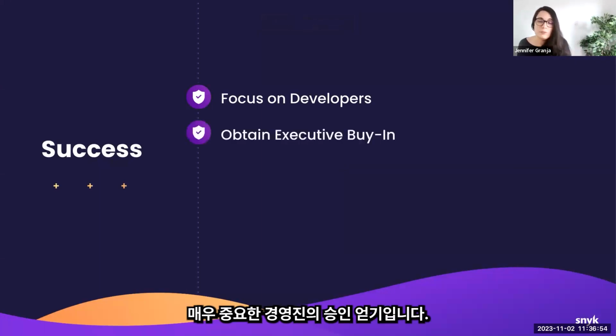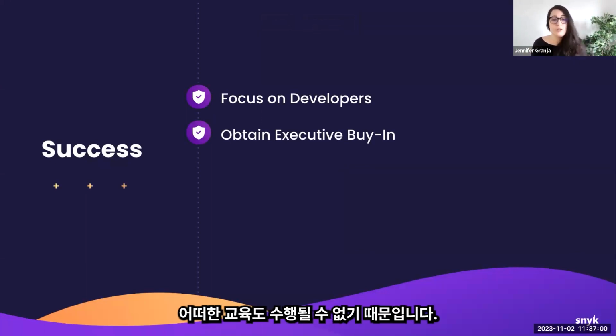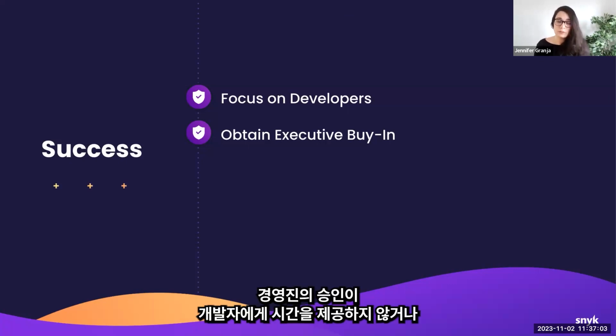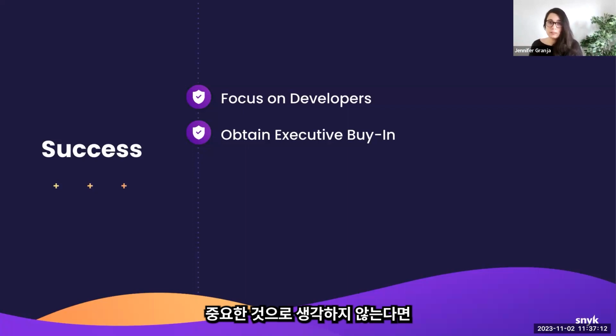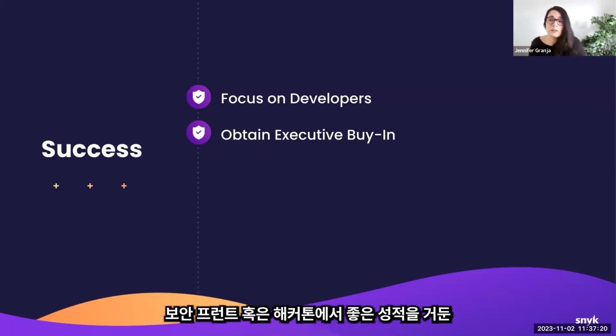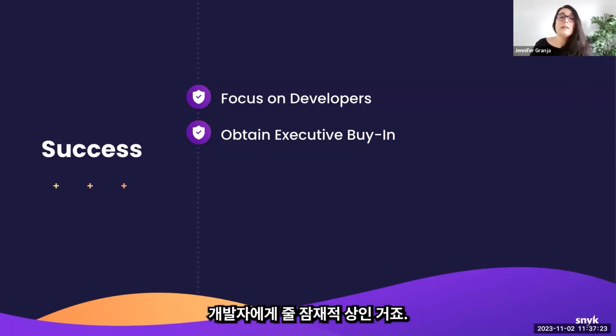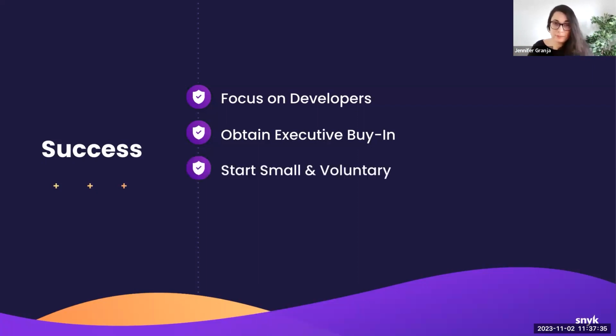Opt-in executive buy-in, this is very important because any part of the education can't be done outside of the developer's hours. If the executive buy-in doesn't give the time to your developer, or doesn't think this is important enough for the developer to get time during their sprint, for example, to learn about a new type of vulnerability, then it will be very difficult to implement. You also need the executive buy-in to get budget to potentially reward the developers who are being very good on the security front, or during a hackathon, for example, bring rewards in order to make this type of event much more interesting.